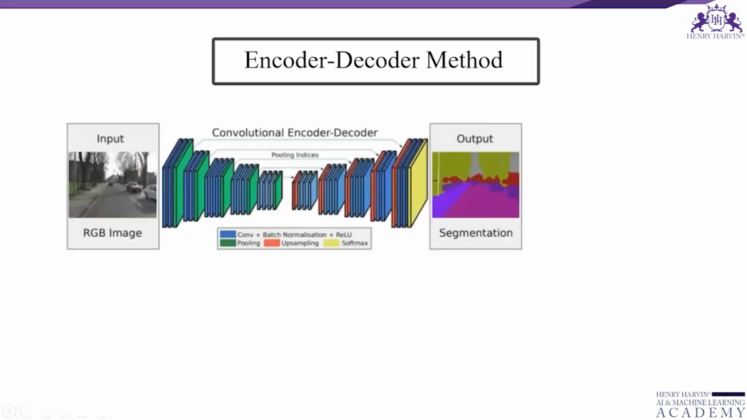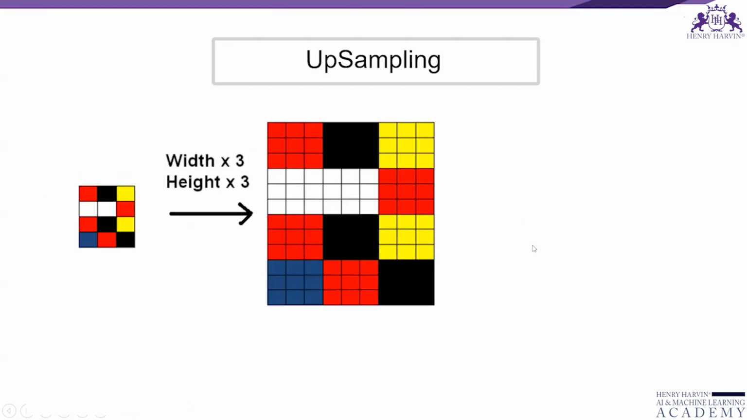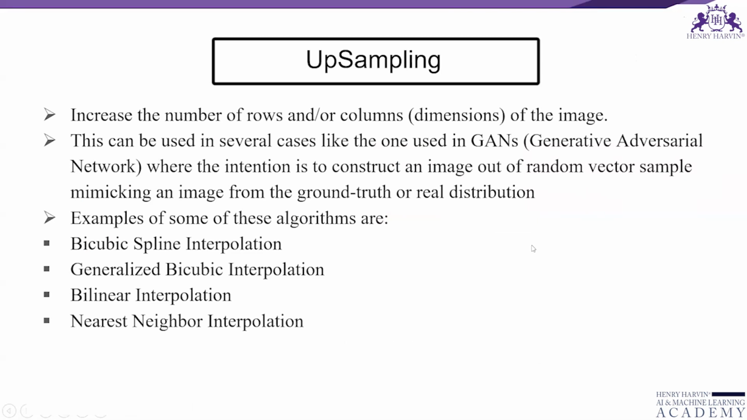Now look into the picture. Here there is an input RGB image. Here there is a convolutional encoder decoder. You can see that blue is convolution plus batch normalization plus ReLU, and then these are all pooling, right? And then here the upsampling is done. We will discuss it shortly. And then there is softmax, so that as output we are getting the segmentation, right? Now let us try to understand upsampling, right? Upsampling and downsampling, we have actually come across these concepts in machine learning, but they are a little different here.